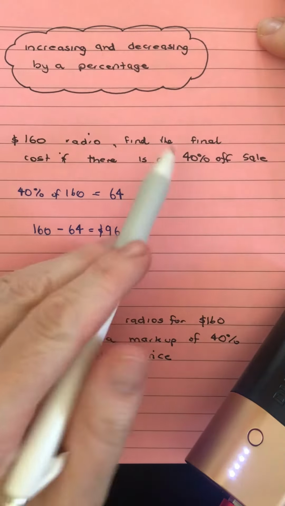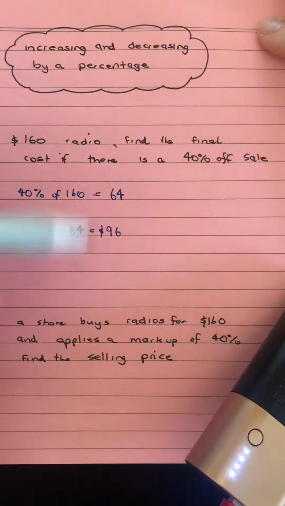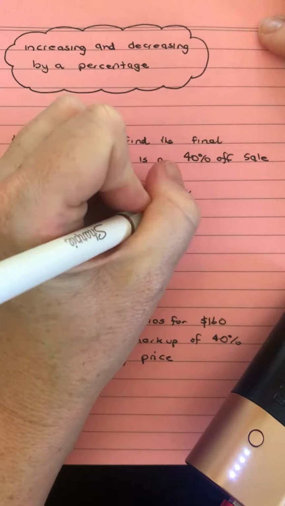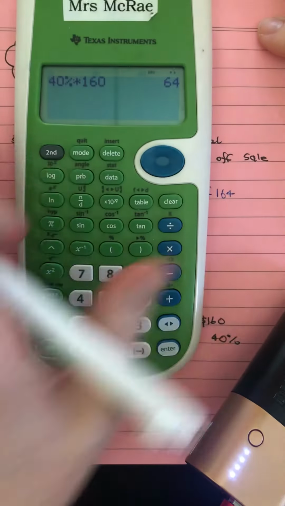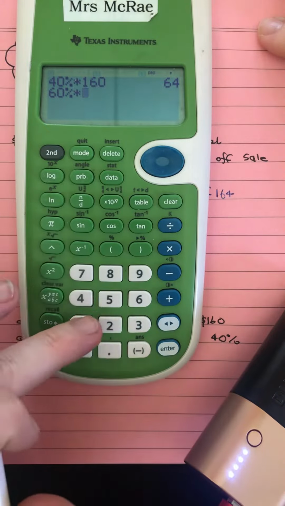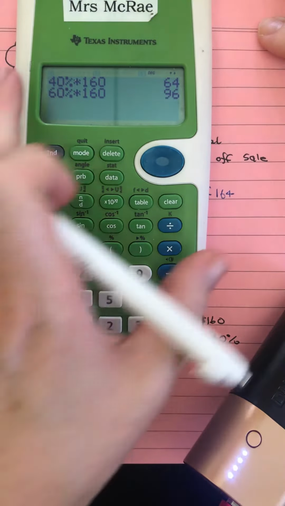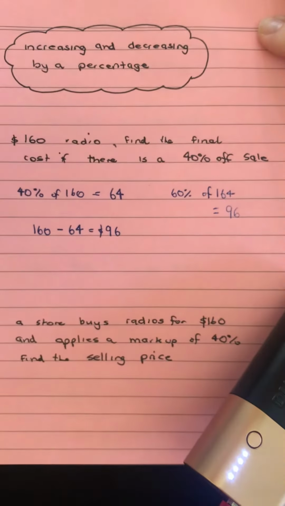The other option is to say if 40% has been taken off, we are left with 60%. So we could just find 60% of 160. So we grab our calculator and do 60% times 160, and we get 96. See how that was our answer from the other time.